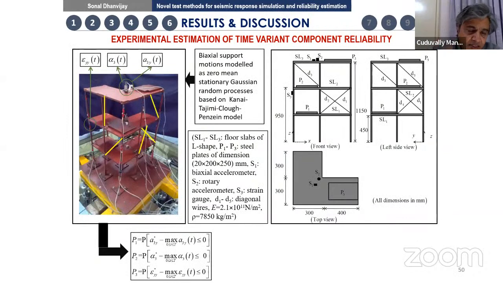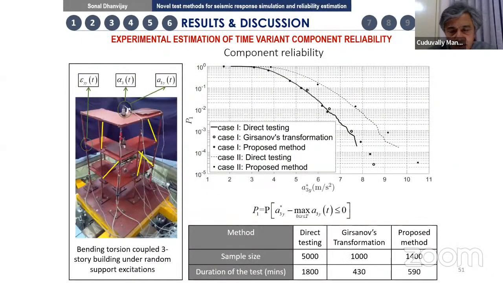So we repeated this on a shake table on an L-shaped frame with biaxial bending and all that. Again, a system reliability study was also done, and again, we were able to estimate very small probabilities using small samples.